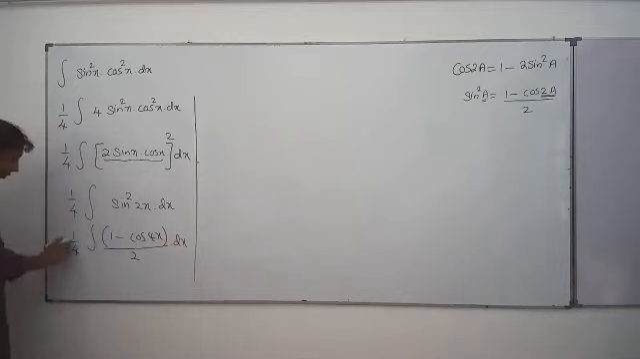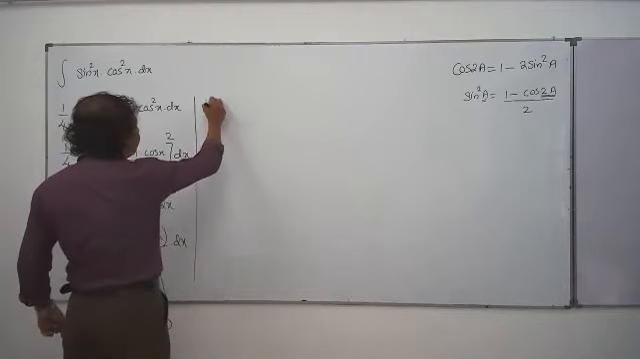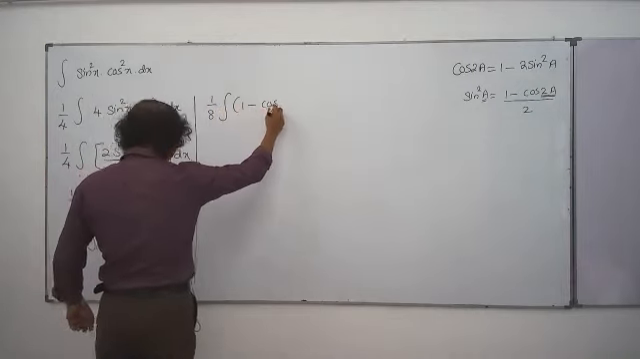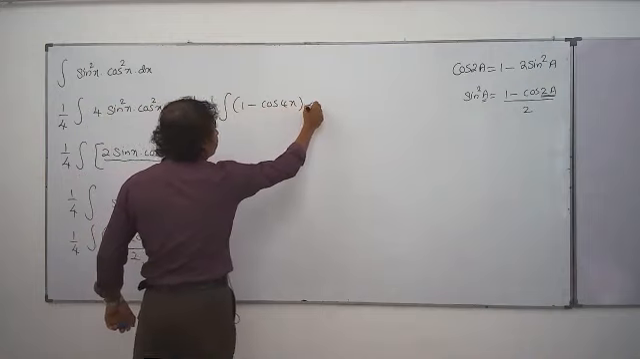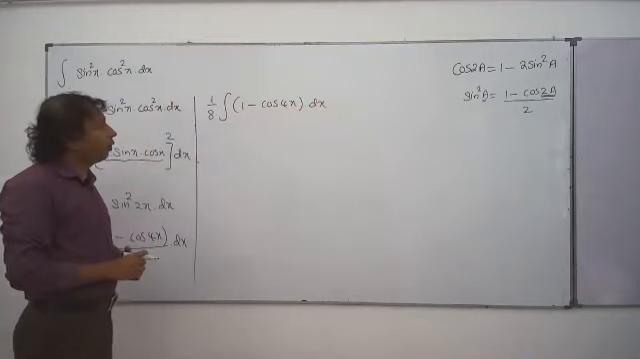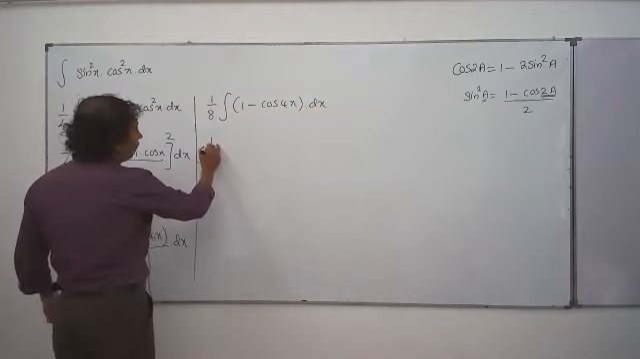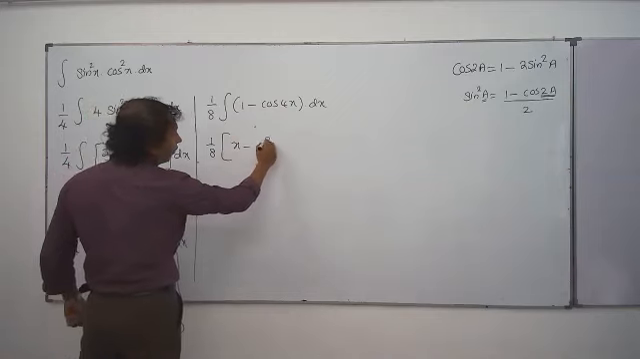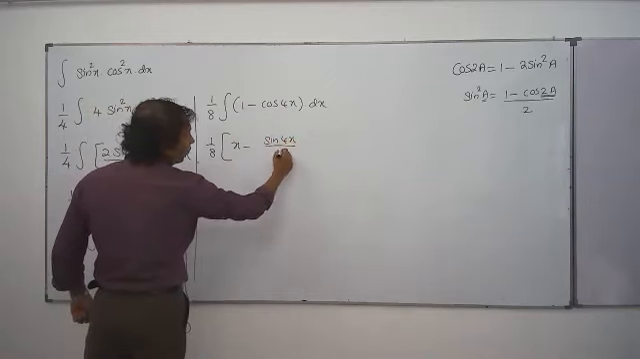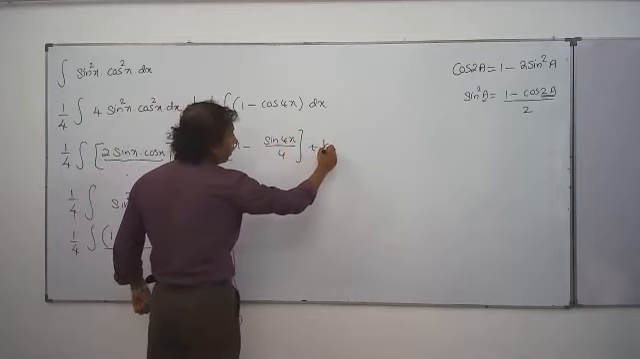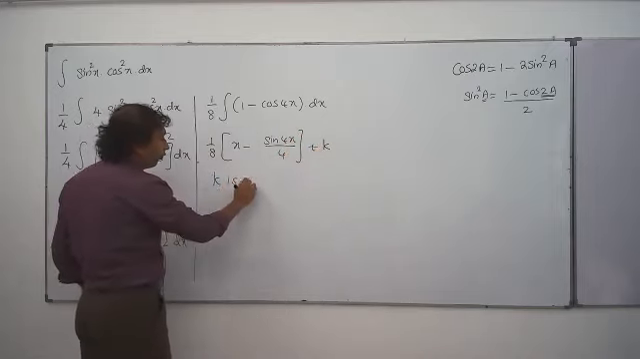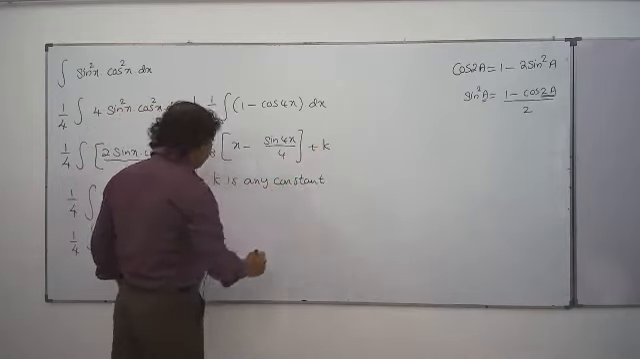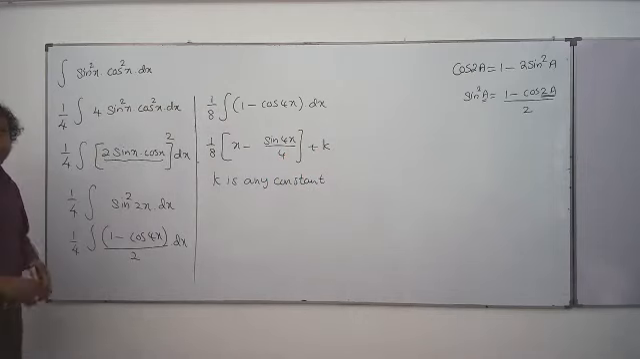This 2 and this 4 we can multiply, we get 1 upon 8, 1 minus cos 4x dx. Now you have to integrate. Integral of 1 with respect to x is x. Cos 4x, it is sin 4x by 4 plus k. K is any constant. This is how we take that answer.